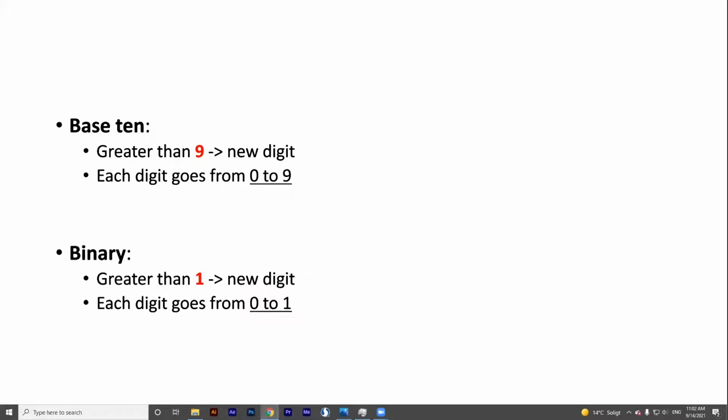In base 10 system, our digits are from 0 to 9. So each time we want to go beyond 9, we have to add a new digit. In binary system, we are simply using base 2. So our digits go from 0 to 1. So each time we want to go beyond 1, we add a new digit.